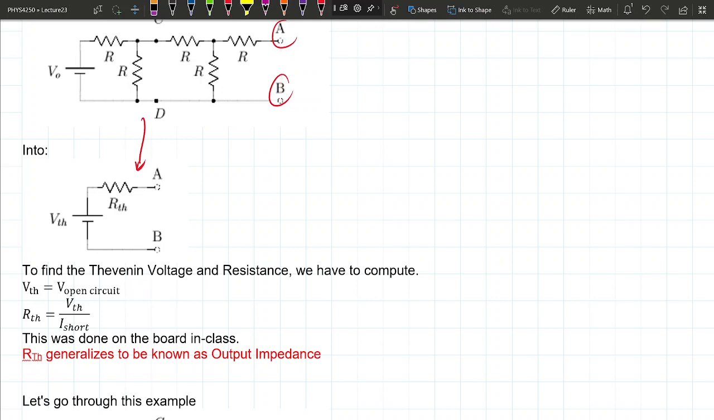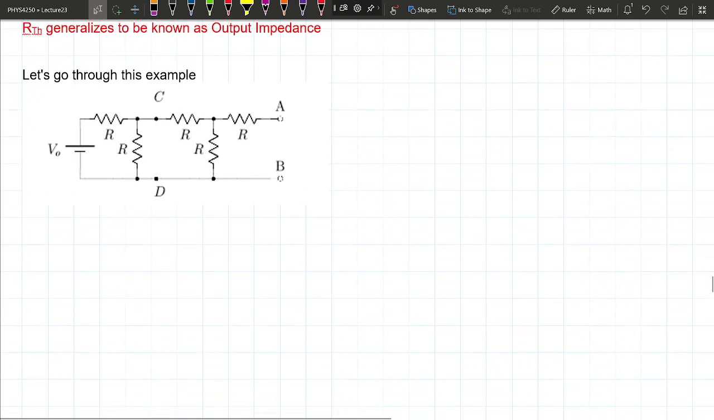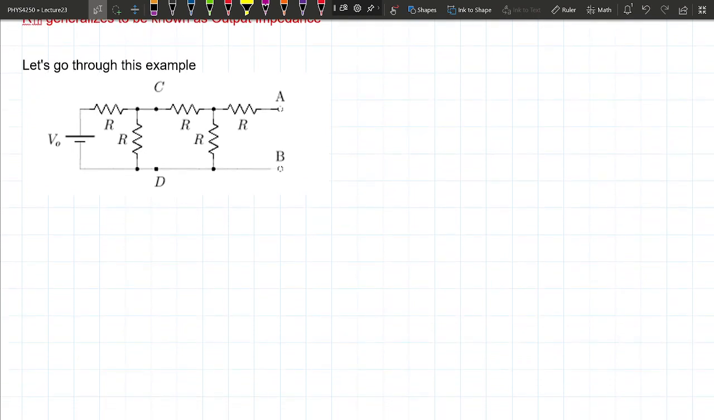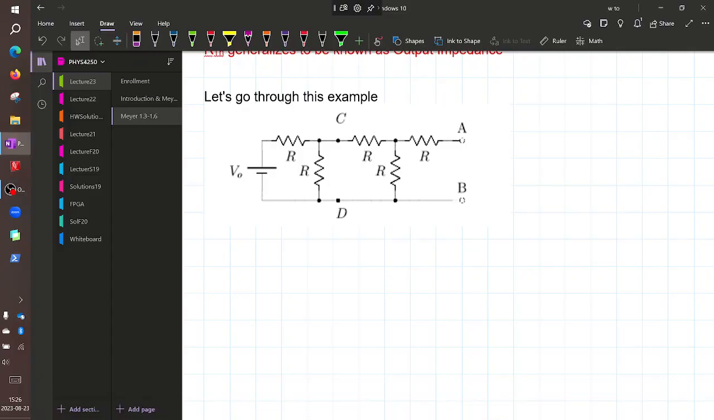I think previously I just did it on the board, but let's do it on the tablet so that we can get this recorded also. Assuming I'm recording. Yeah, I am. The first step is to figure out V Thevenin, and that's equal to V open circuit. What that means is that I'm just going to try to figure out what V AB is, the voltage difference between A and B. That's it. That's going to require a little bit of work.